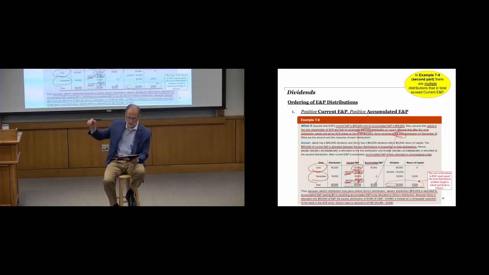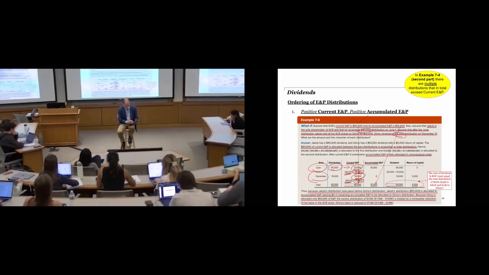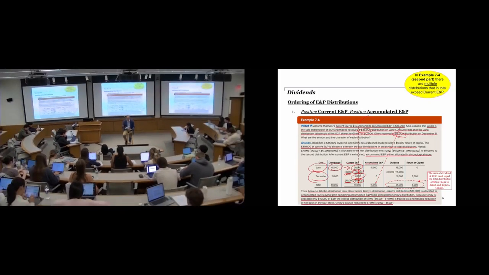30,000 of the current E&P goes to the first distribution. Right? It's not first come, first served, it's pro rata, based on the amount of the distribution to the total distribution. And so that leaves 10,000 that goes to the December distribution. Right? And so now I had 45 and I accounted for 30 of it. That means now I have to go to my next step, which is accumulated E&P, and that is first come, first served. So the June distribution takes all the accumulated E&P. So that accounts for my $45,000 dividend, and I have no return of capital.